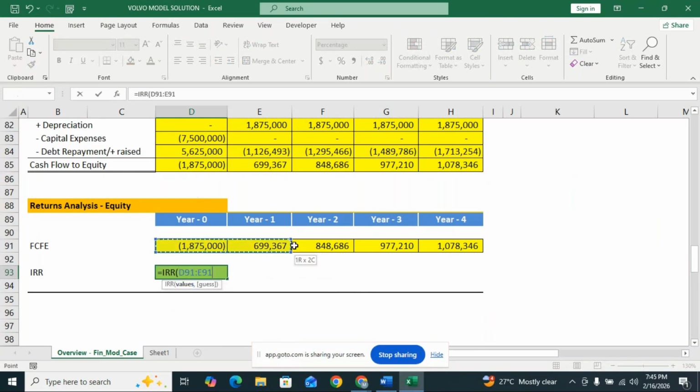Yes, from year 0 to year 4. So your IRR should be 29.63%. So I'll just elaborate the IRR here. You can just work out the IRR.